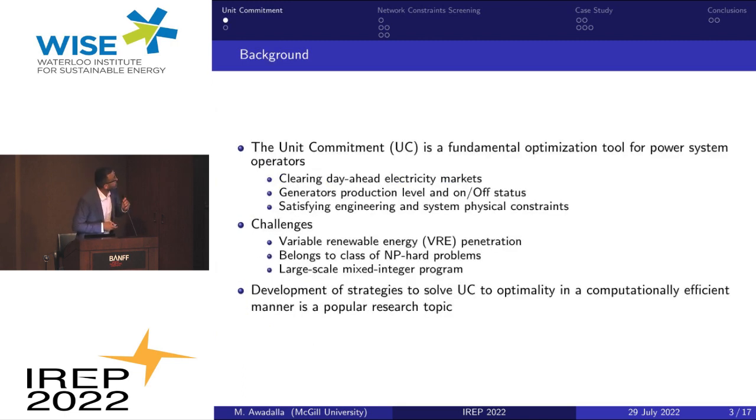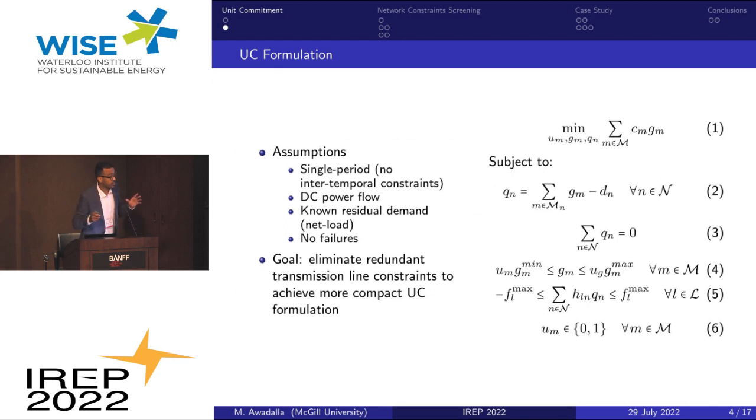I'll start with the unit commitment problem. It's a fundamental optimization tool for power system operators. Here in North America, it's used to clear the day-ahead electricity markets, by optimizing the generators' output and the on and off status of the generators while satisfying engineering and system physical constraints. The challenge of unit commitment is that it's a large-scale mixed integer program, and it's an NP-hard problem. So this is the motivation of our work: finding a way to solve unit commitment to optimality in a computationally efficient manner is a popular research topic. Today's focus is a step towards that.